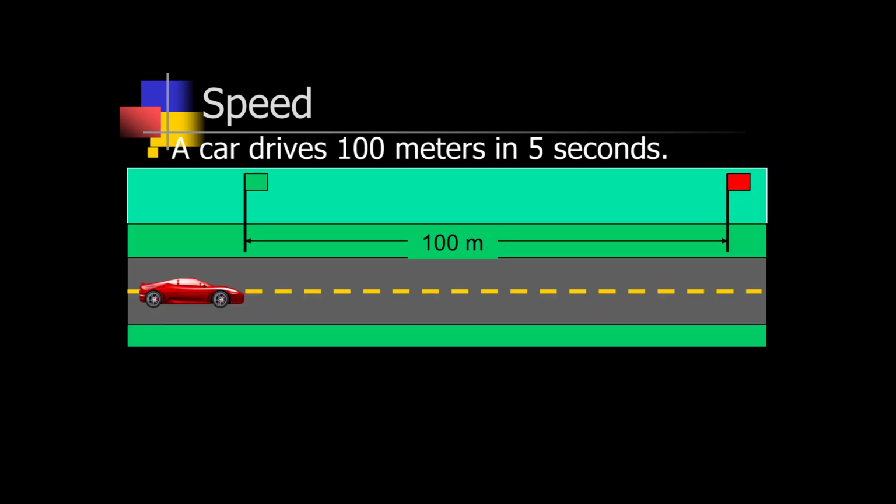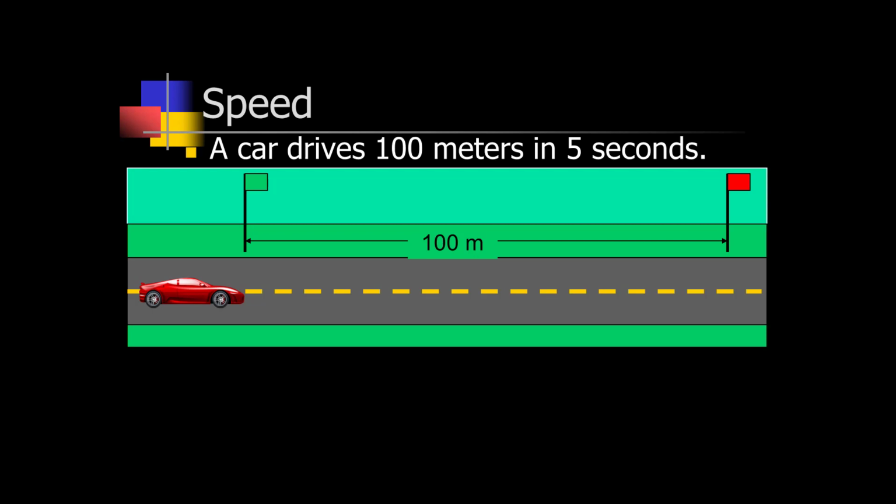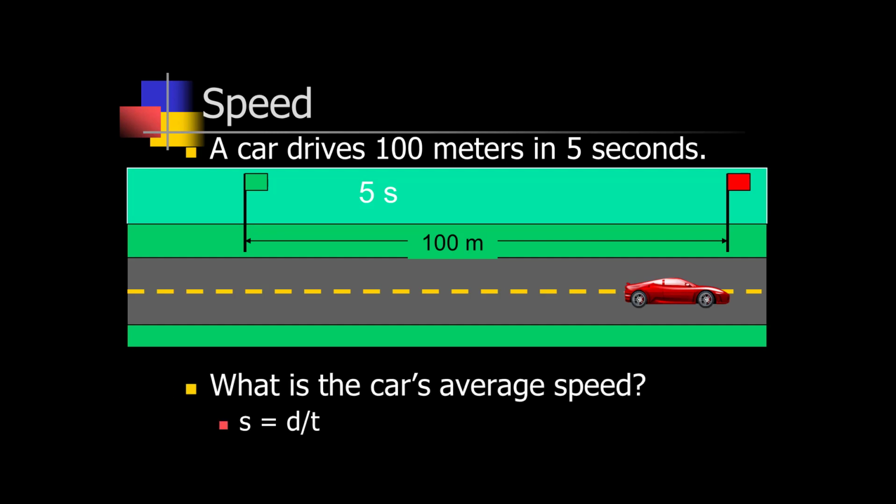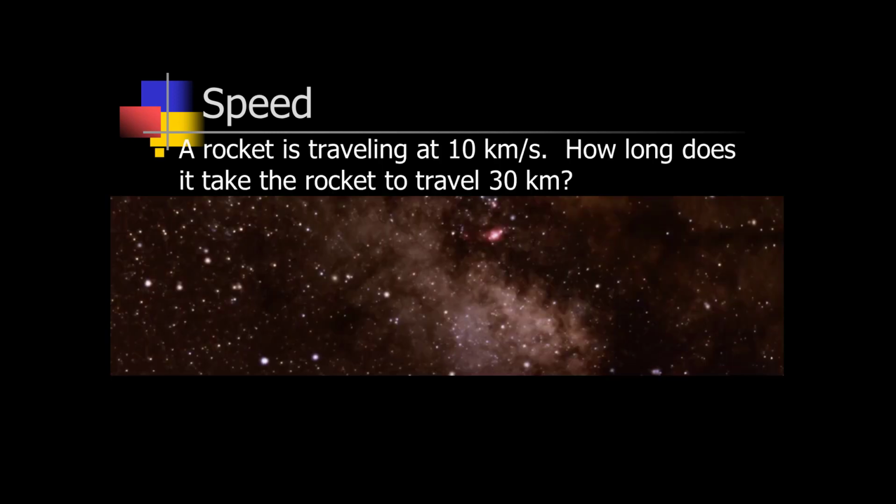Okay, so you can see over here a car drives 100 meters in 5 seconds. You can see 1 second, 2 seconds, 3 seconds, 4 seconds, and 5 seconds. So what will be its speed? If it is traveling 100 meters in 5 seconds, then its speed will be distance divided by time, 100 meters divided by 5. So it is moving with 20 meters per second. The unit of speed is meter per second. It is traveling 20 meters in a second. This is the speed.